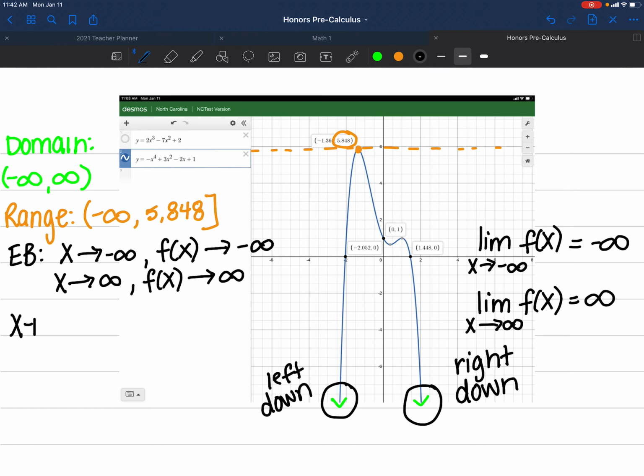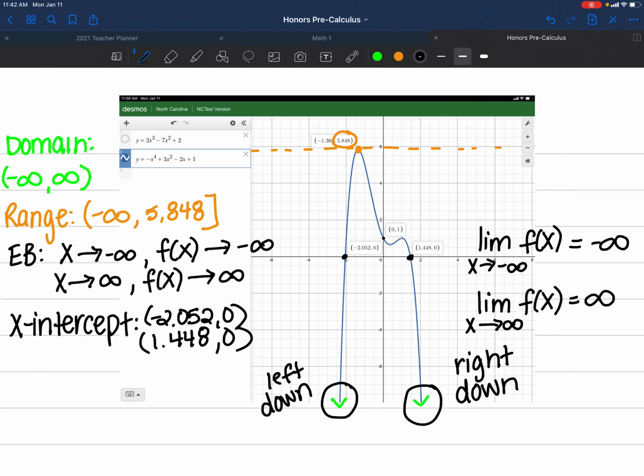And then we have our x-intercepts. I have 2 of them this time. So I have negative 2.50 and 1.0520 at 1.448. And then my y-intercept is going to be where it crosses the y-axis, which is going to be at 0, 1.